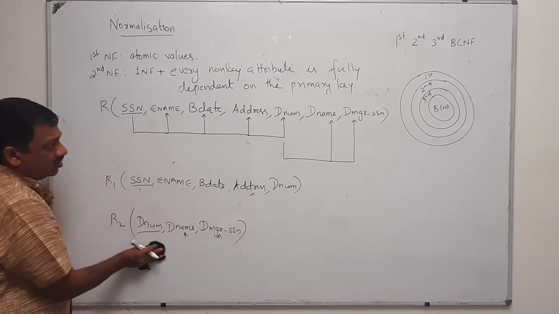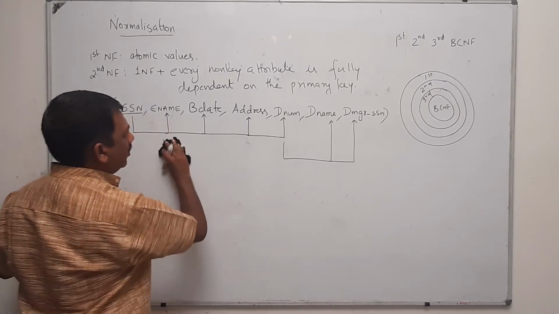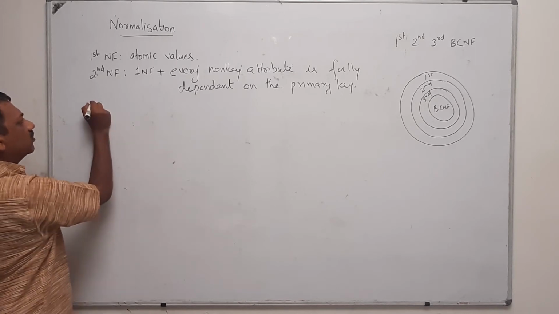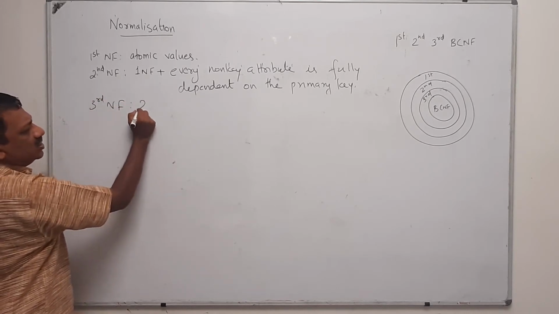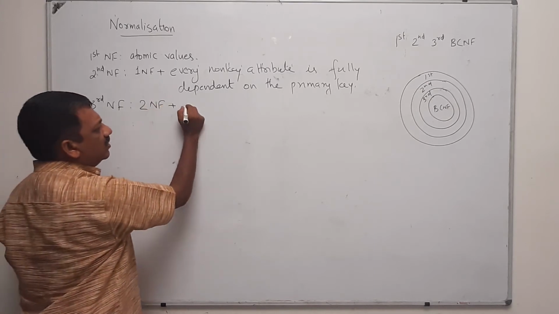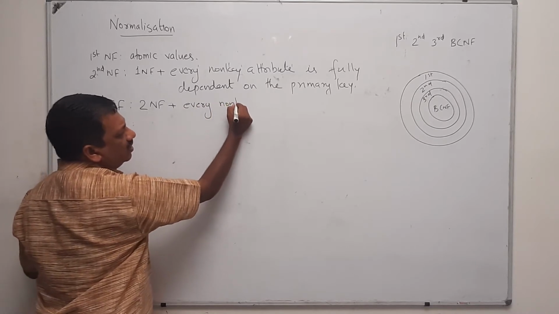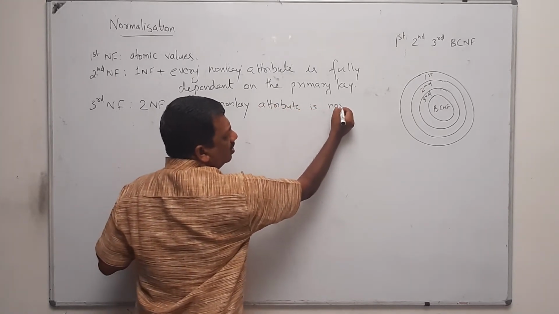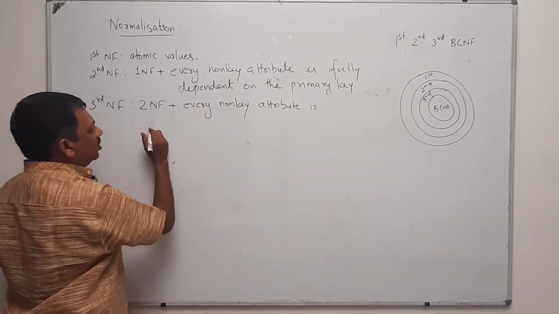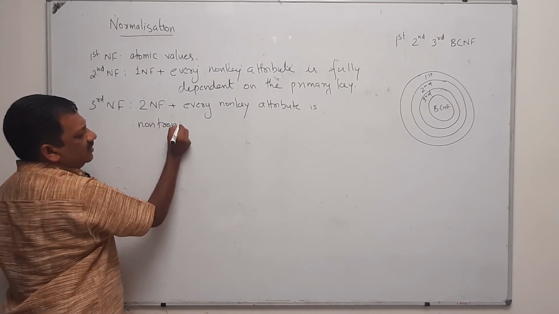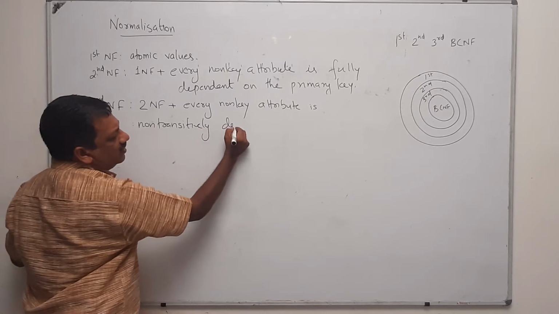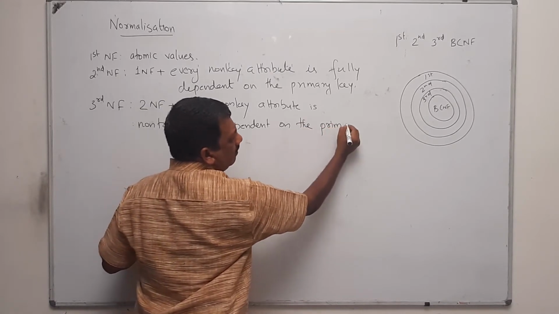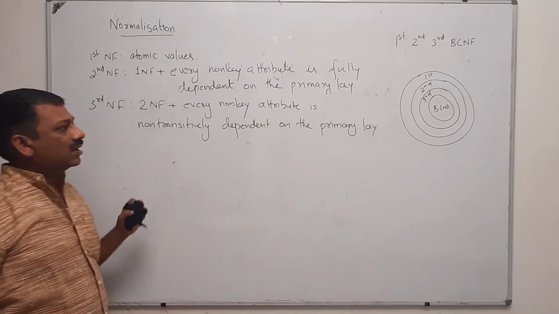If a table has to be in third normal form, it should be in second normal form plus every non-key attribute is non-transitively dependent on the primary key. So that's third normal form.